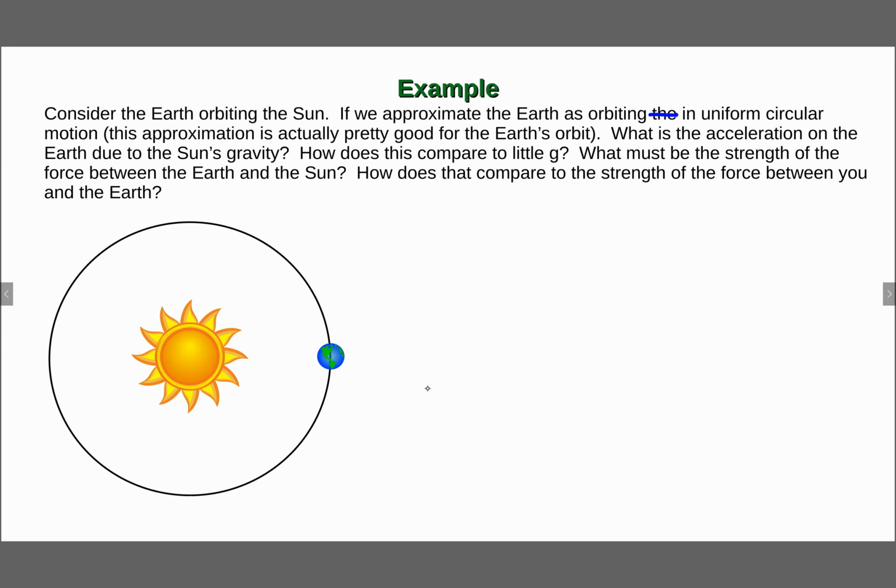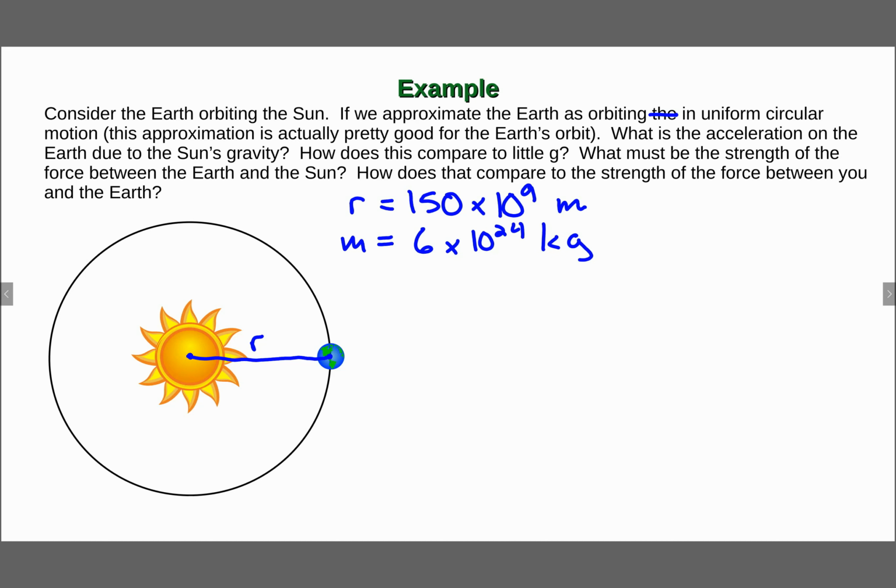Alright, so let's look at this. We have the Sun, and we have the Earth, and we have some distance in between them, r, okay? And r equals 150 billion meters. And then it doesn't really give me anything else, right? So we're ultimately going to calculate the force. So I'll tell you that the Earth's mass is equal to 6 times 10 to the 24 kilograms. And then I'm not really sure what Earth's speed is, right?